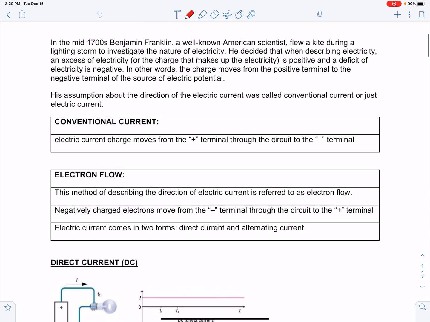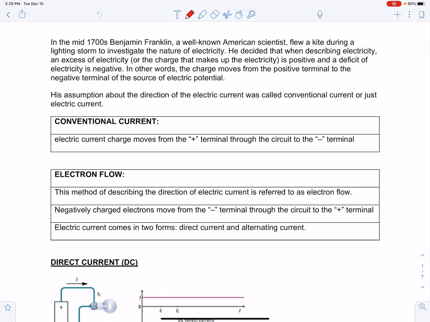In the mid-1700s, Benjamin Franklin, a well-known American scientist, flew a kite during a lightning storm to investigate the nature of electricity. He decided that when describing electricity, an excess of electricity, or the charge that makes up the electricity, is positive, and a deficit of electricity is negative. In other words, the charge moves from the positive terminal to the negative terminal of the source of electric potential. His assumption about the direction of electric current was called conventional current, or just electric current.